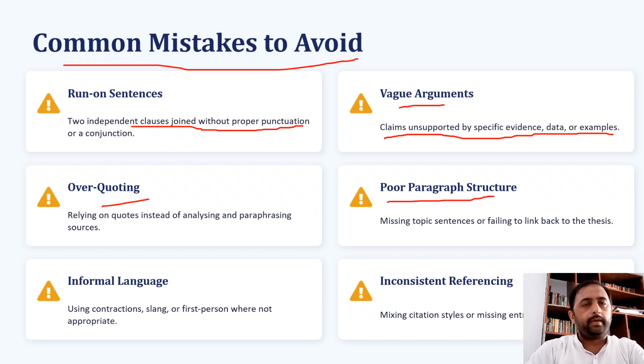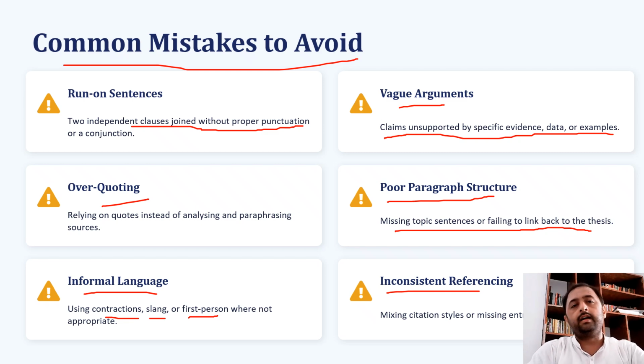Do not go with poor paragraph structure. Missing a topic sentence or failing to link back to the thesis is not recommended. As I mentioned earlier, work on your paragraph structure and paragraph writing. Then informal language, using contractions, slang words, or first person, is not appropriate for academic writing. And similarly, inconsistent referencing, mixing styles, or missing proper references is not allowed.